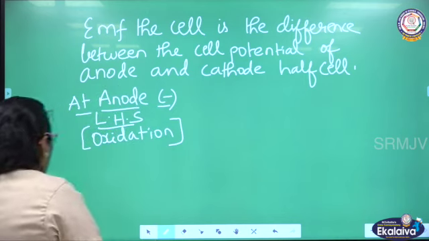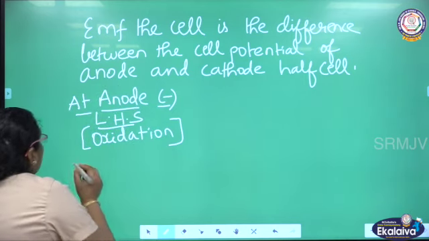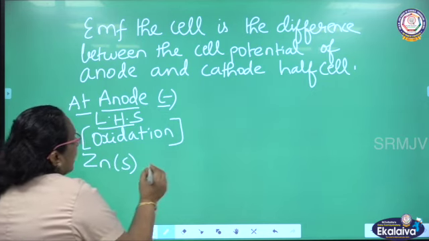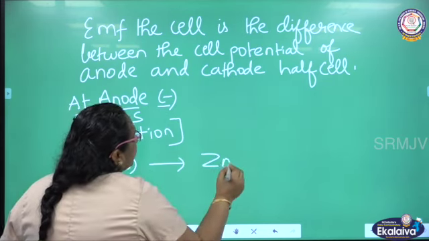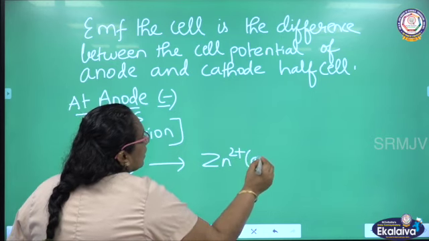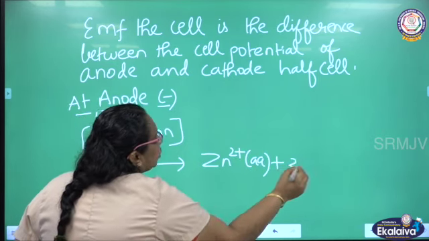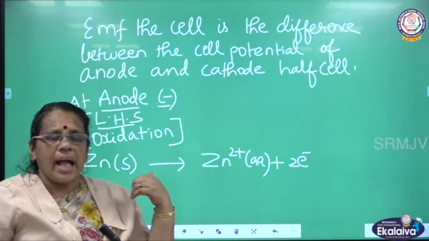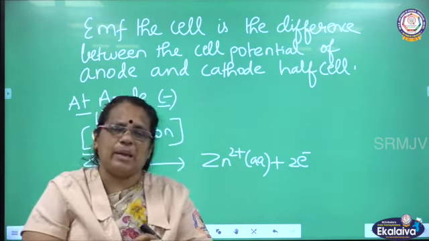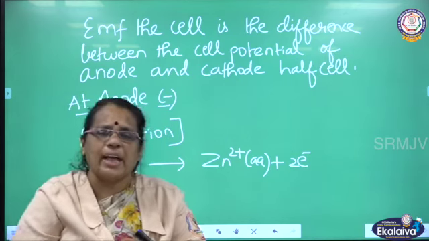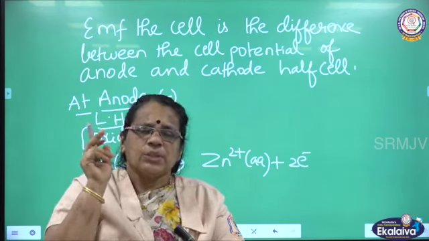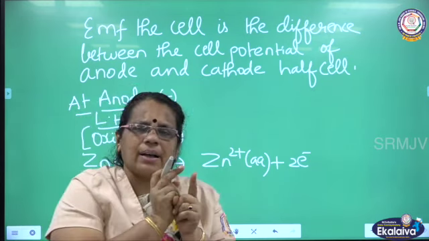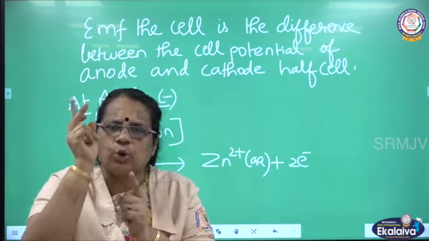Let me see the reaction. What is there in the anode of the cell? Zinc solid. What is happening? It becomes zinc 2 plus aqueous by losing 2 electrons. So, what is the reaction taking place at the anode? Oxidation is taking place. What is the electrode present in the anode? Zinc electrode. So, zinc solid is converted into zinc 2 plus aqueous.